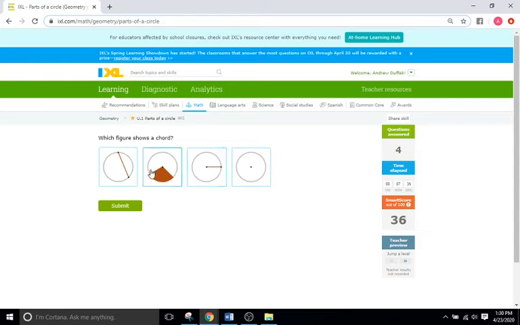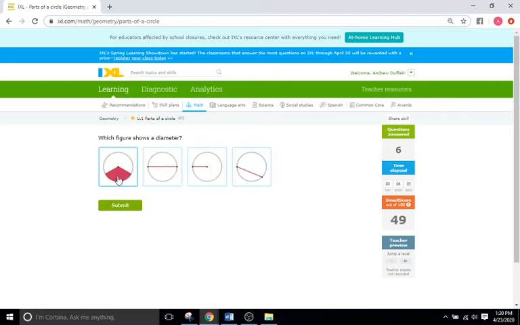Okay, which figure shows a chord? Well, we have a chord right here because it's not going through the center of the circle. That would look something like that. This is a sector. This third one is a radius, and this one right here is just the center, so it's going to be chord. Okay, which figure shows a sector? We have a radius, we have a center, we have our sector right here, and then an arc.